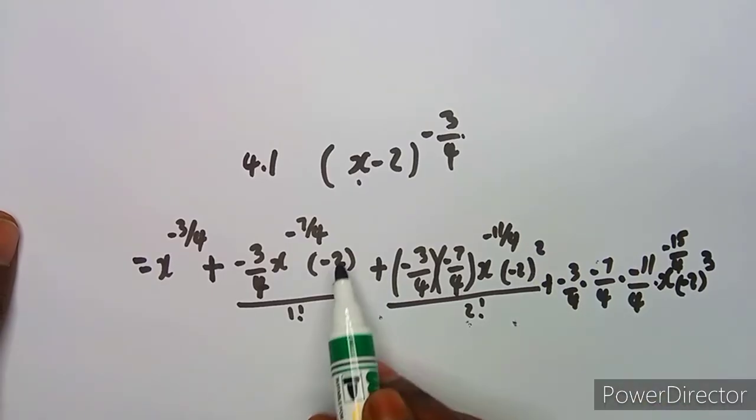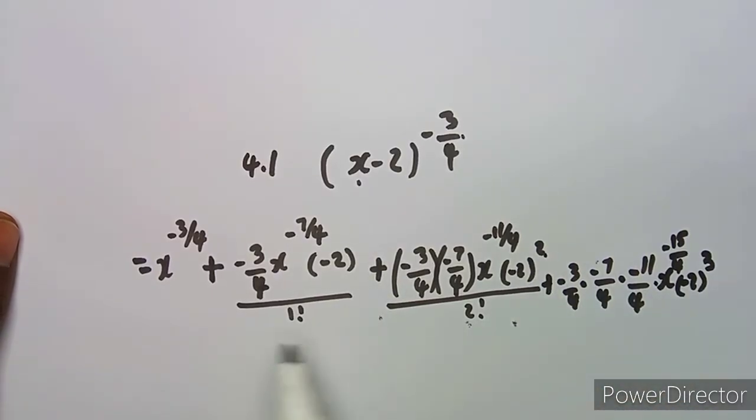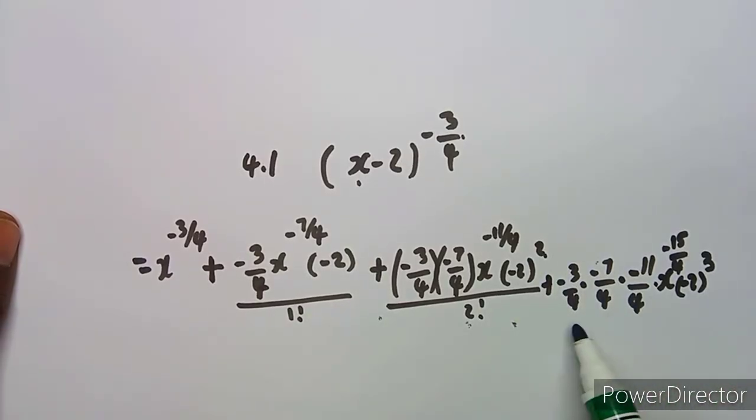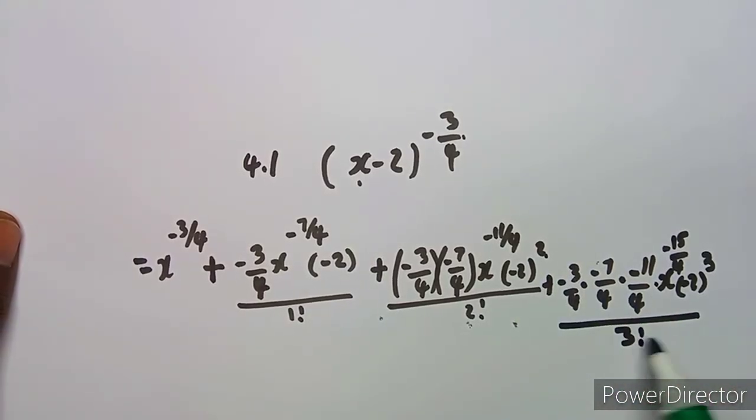Remember, it's increasing: 1, 2, 3. It was 0 because it was not there, so it's 0, 1, 2, 3, and so forth, over 3 factorial, plus, and so on and so on. So these are now up to 4 terms.